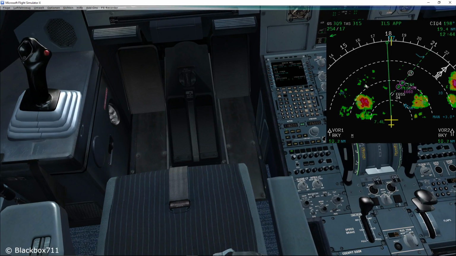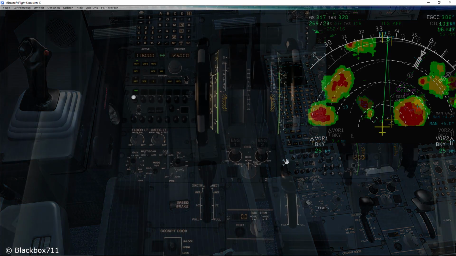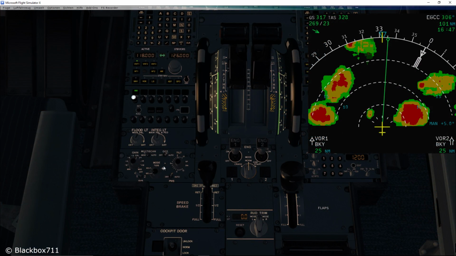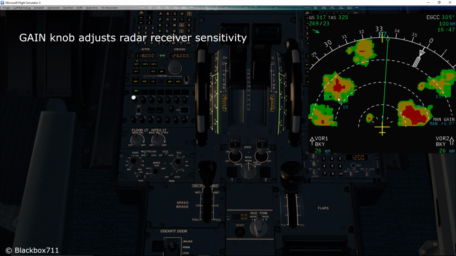Maybe in a future update the automatic mode will work a little bit better, but at the moment the only way to get a good picture of the weather around you is to use the manual mode with the manual tilt. Now in manual mode you can also adjust the gain. The gain knob adjusts the receiver sensitivity.